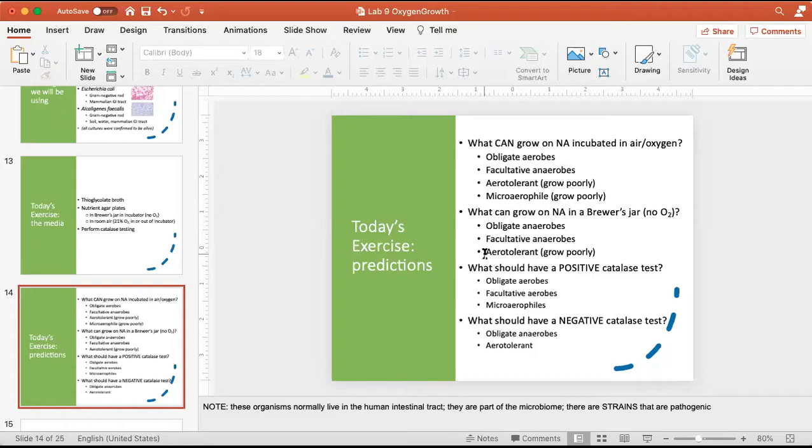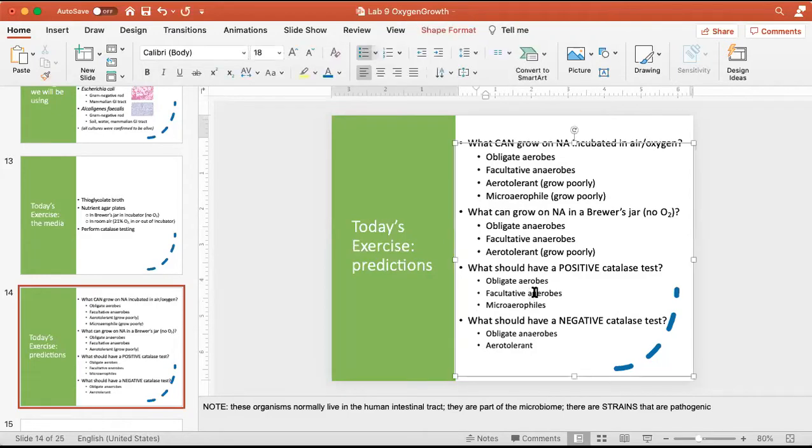Now, let's think about catalase tests. Who should have a positive catalase test? Well, the organisms who use oxygen most often, who are making their ATP with oxygen. So that's the obligate aerobes, the facultative anaerobes. Sorry, the slide says the wrong word there. Remember, the facultative anaerobes don't always use oxygen, but if oxygen's around, they'll use it. And finally, the micro-aerophiles, they're using oxygen to make ATP. They just don't like it at very high concentrations.